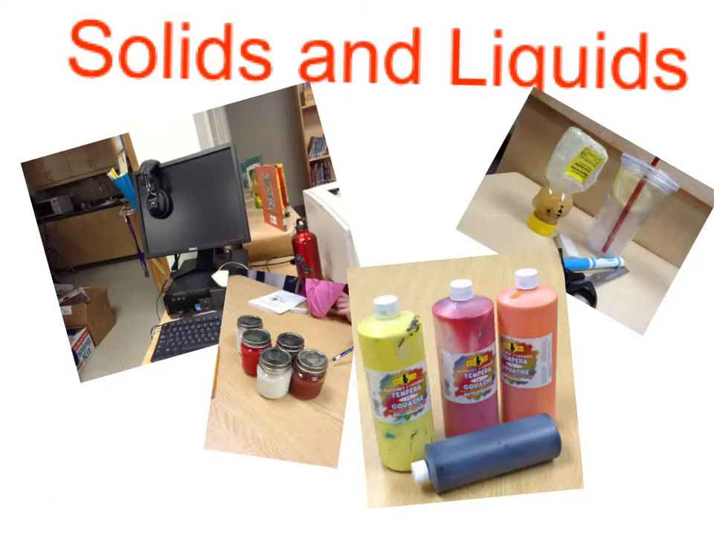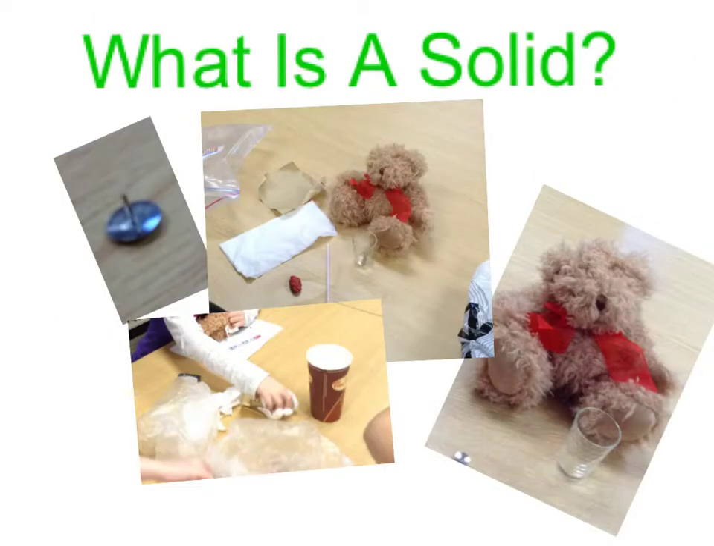Learning about solids and liquids. What is a solid? A solid has its own shape. Solids do not make the shape of containers. iPods and a teddy bear are examples of a solid.